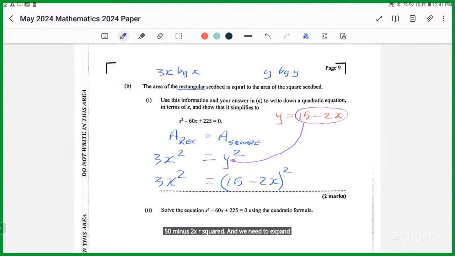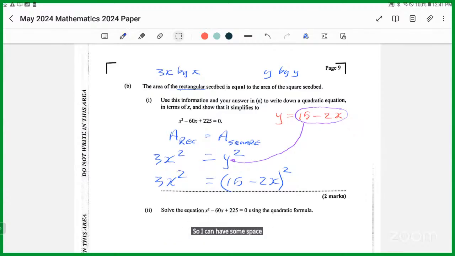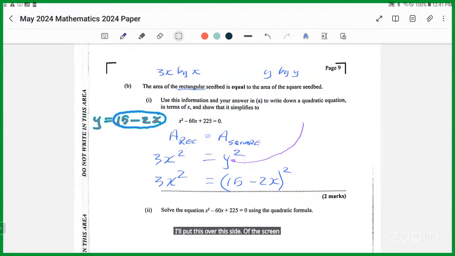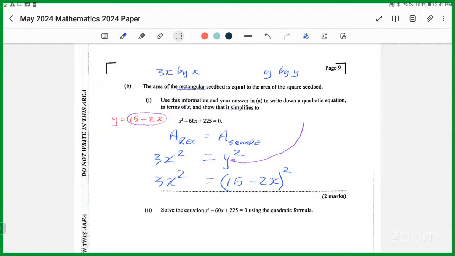Let me shift this around so I can have some space for the work. Let me put this over this side of the screen, the y relationship. Let me put it over here. Make it a little smaller. And let me turn this around. Let me write it that way around.